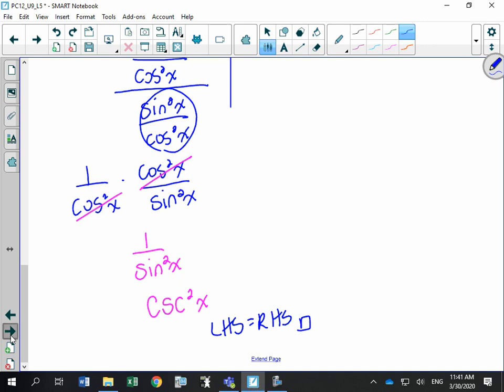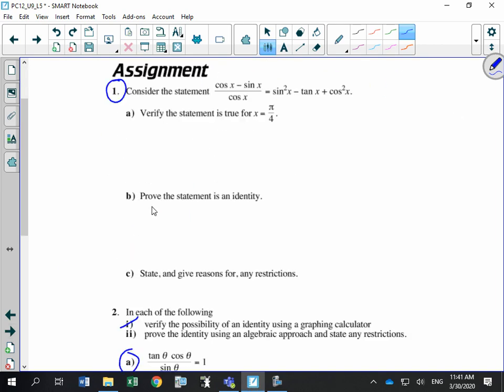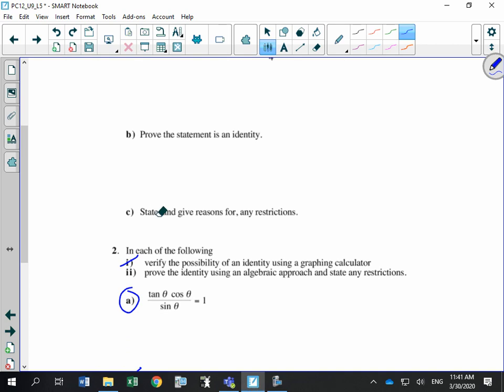Okay, for the homework questions for this lesson, here's essentially what I want you to do. So number 1, circle that. Number 2, if you want to verify by typing in left-hand side and right-hand side on your calculator, you can. But what I really want you to focus on for this lesson is, can you verify and prove identities, and can you find restrictions? So you don't have to do the first part.